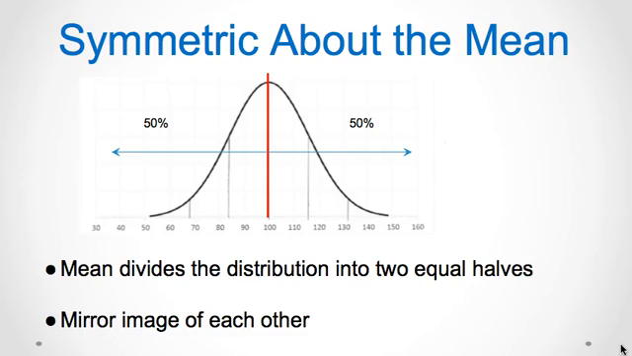Let's review the first characteristic of normal curves. They are symmetric around their mean. What does this mean? Well, the mean divides the distribution into two equal halves. The halves are mirror images of each other. If you fold a normal curve in half, both sides of the curve would overlap. This means that what happens on one side of the curve is the same that would happen on the other side.